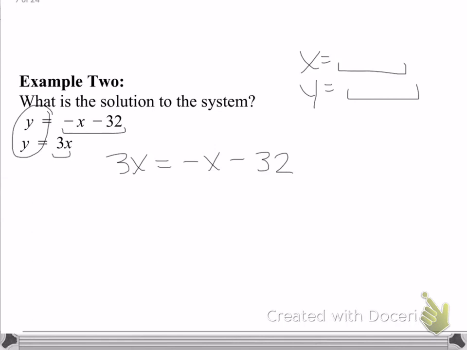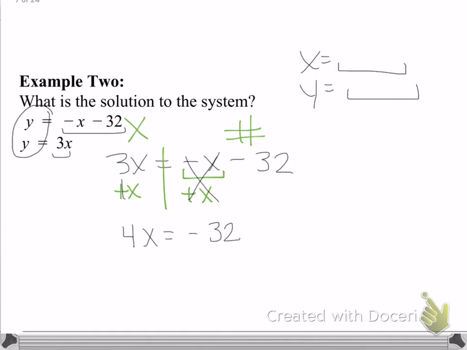Well, the next thing you've got to do is get your variable on one side and your number on the other. Well, how are we going to move over this negative x? We know we have to do the opposite, so we're going to add x to both sides. Remember, you can draw that line, and then you're going to add down. So if there's not a number in front of an x, we know there's a 1 there. So 3 plus 1 gives you 4x, and it equals negative 32 because these two terms will cancel out.